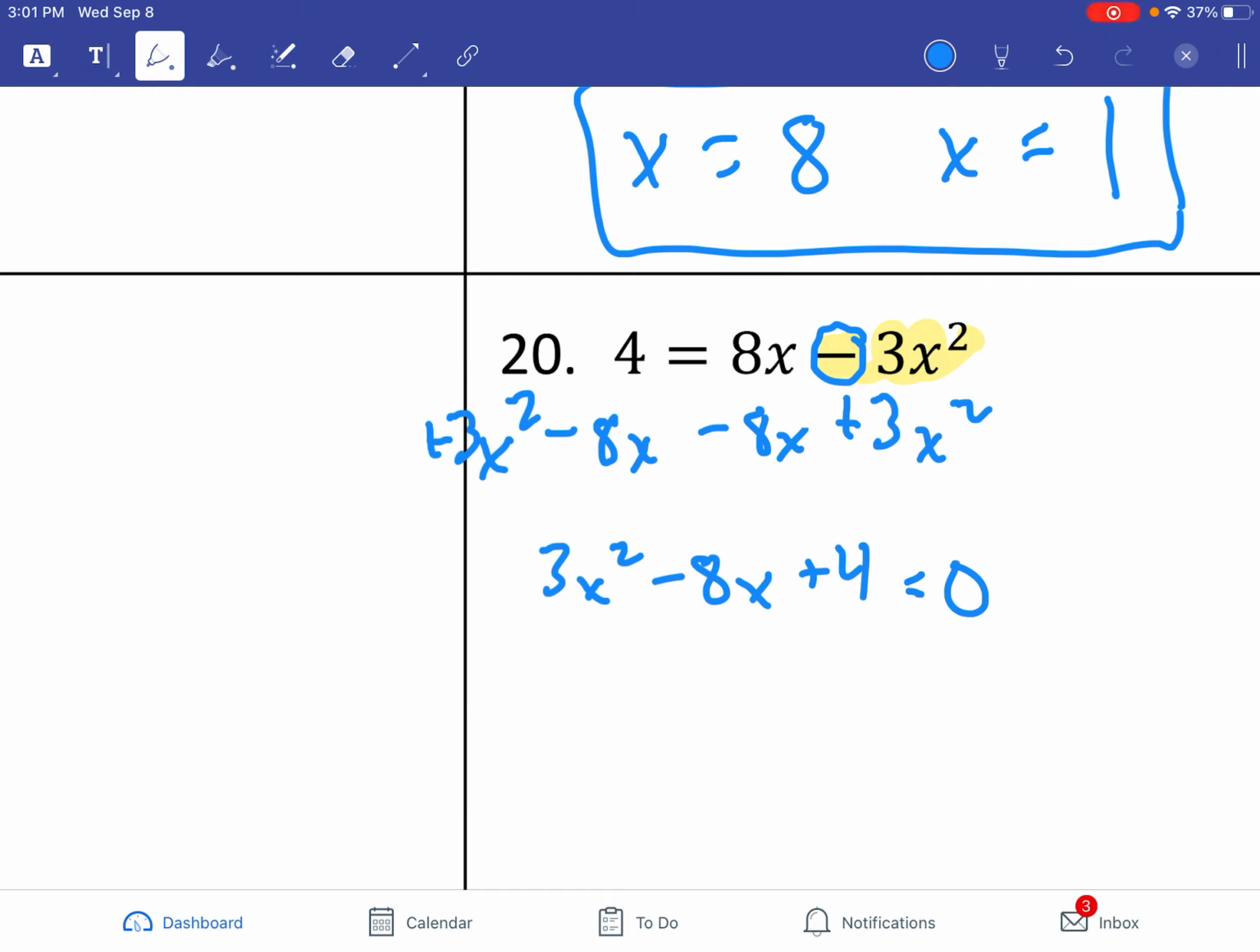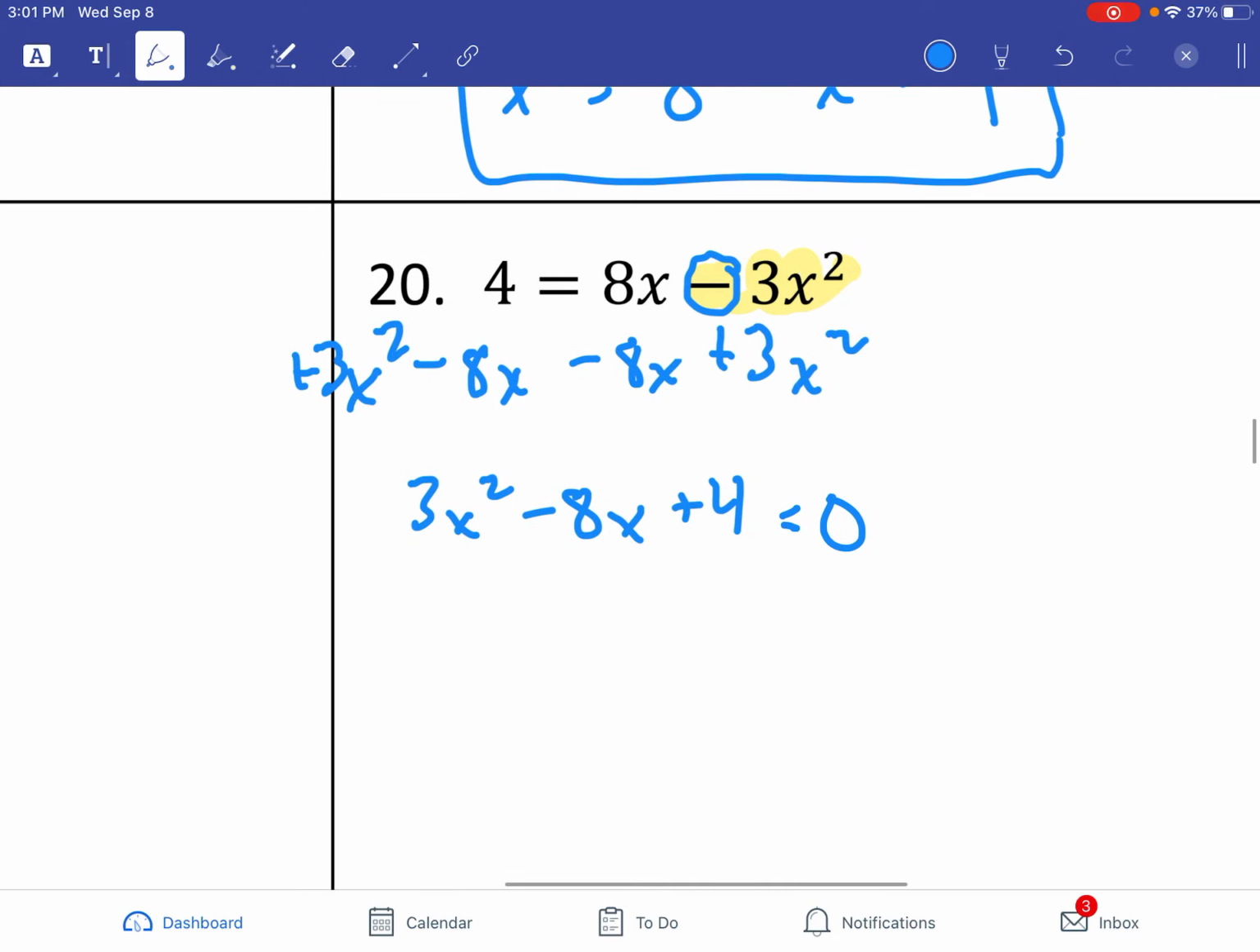Now, I can try factoring this. Let's try it and see what we come up with. So 3 times 4 is 12. Two factors of 12 that multiply to give you 12 and add to give you -8. Oh, okay. 6 and 2. But they're both going to be negative. So -6 times -2 is +12, and -6 minus 2 is -8. So I can factor this.